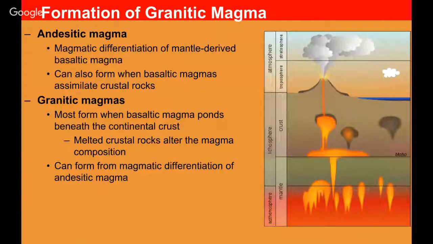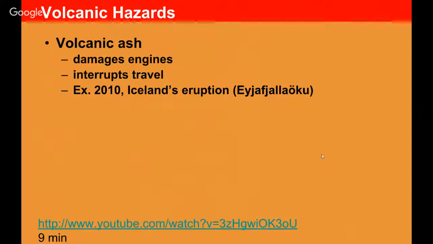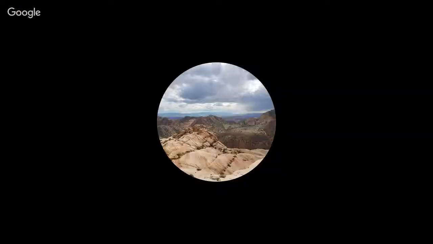So you can form these different magmas based on these different concepts. You can start out with a fairly mafic magma, and as it moves through the crust, it can be distilled through crystal settling and partial melting processes to become more and more felsic over time. And that brings us to the section on volcanic hazards, which we'll discuss in the next video.